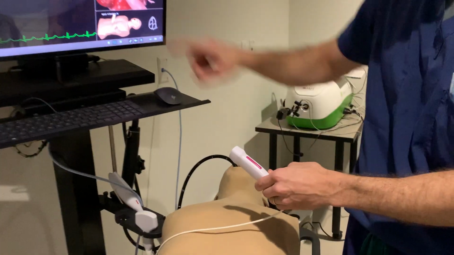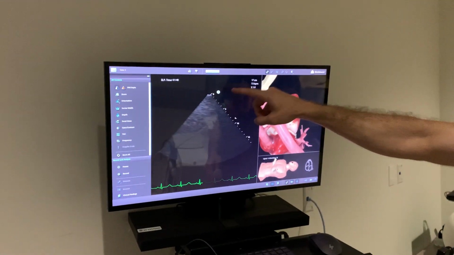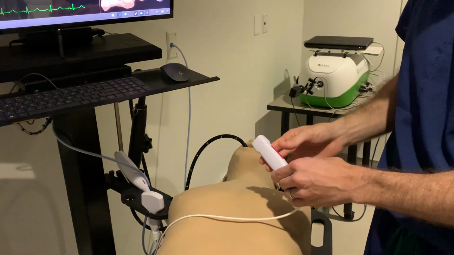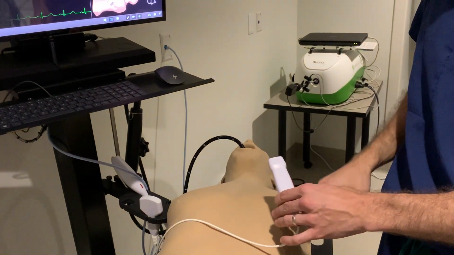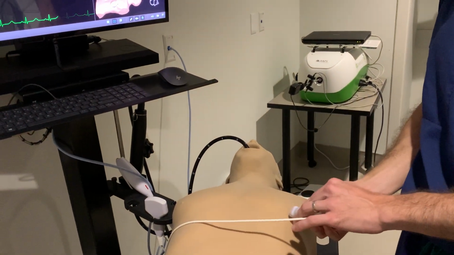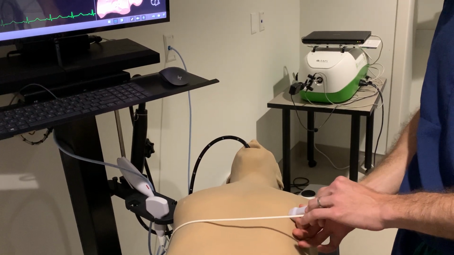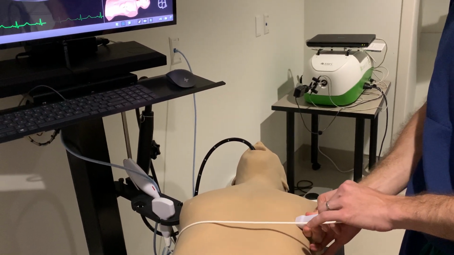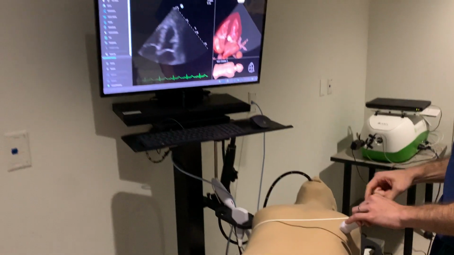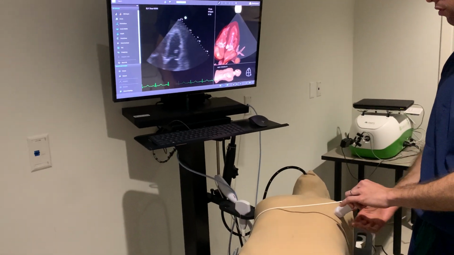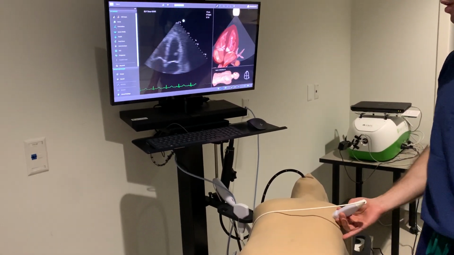Here's our indicator that lines up with the dot on the screen. I'm going to take my indicator and probe, and I'm going to try to find the apex of the heart. A lot of times that's the mid-clavicular line, often just below the nipple, and the indicator is pointed towards the patient's left. So this is where I landed here.